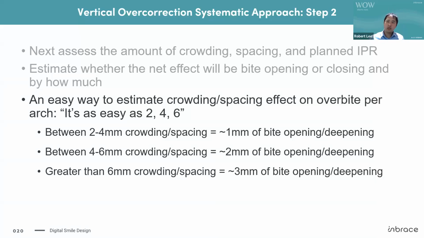When I was working on this with Dr. Scott Schwartz, he really challenged me to make this a little more systematic. He said, let's come up with a good saying so we can remember this really easily. So instead of "as easy as 1, 2, 3," it's as easy as 2, 4, 6. If you have between 2 to 4 millimeters of crowding or spacing, that roughly translates to about 1 millimeter of bite opening or deepening. Between 4 to 6 millimeters, you'll get about 2 millimeters of bite opening or deepening. And greater than 6 millimeters, you're going to get about 3 millimeters. You could also see it as mild, moderate, severe crowding or spacing, giving you 1, 2, 3 of bite opening or deepening.